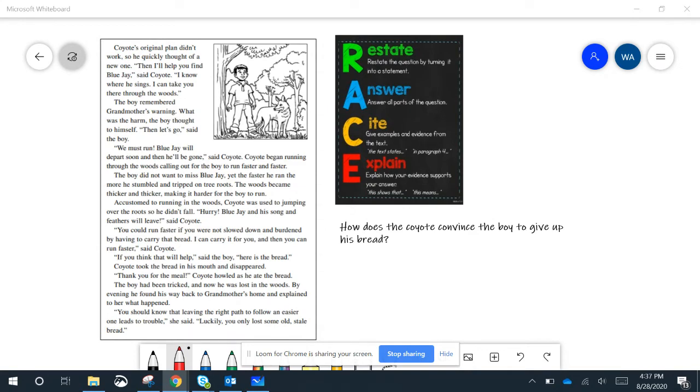First, we need to read our question. How does the coyote convince the boy to give up his bread? Well, we want to change this question into a statement by getting rid of all the question type words and information. So, one of the big things is the question words. The question word in this sentence is how. So I'm going to go ahead and cross it out and reread my sentence. Does the coyote convince the boy to give up his bread?